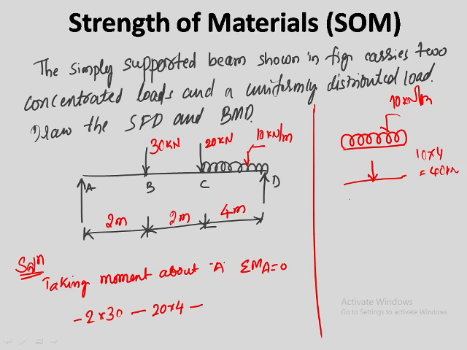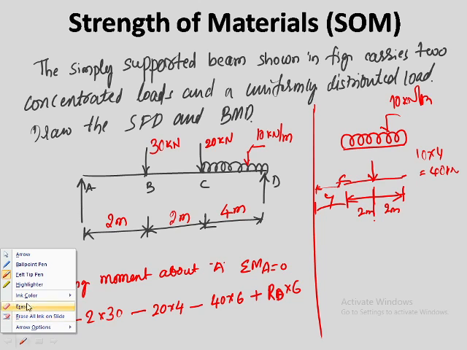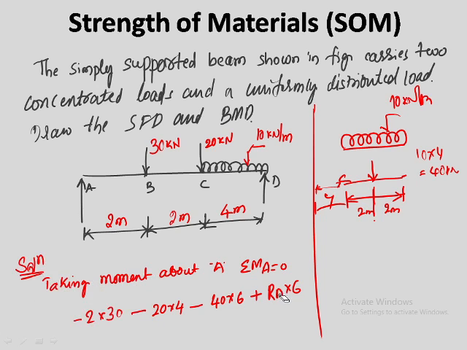Position is exactly at the middle. Now this is 2 meter, exactly the middle. Now this is point C. Prior to this, how much distance is there? 4 meter is there. So now let us go for 40 into 6, plus. Now the reaction at point D is causing a sagging moment. This is RD into 6. This is not RA, this is RD into 6.